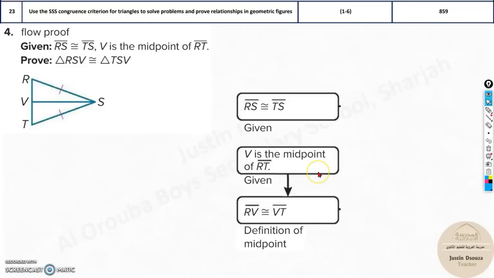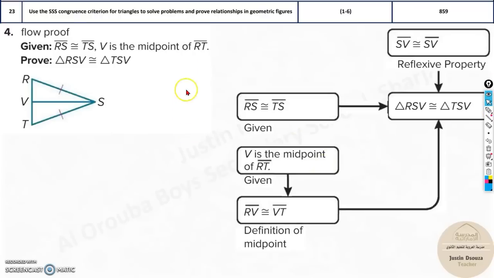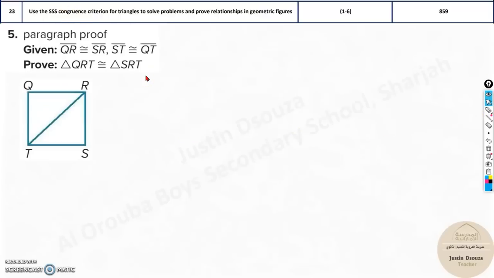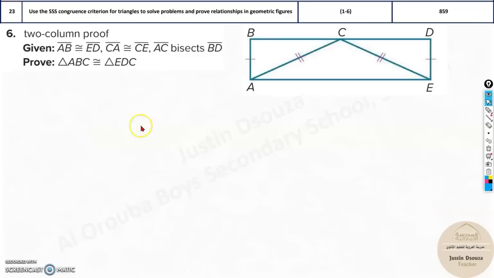So please make sure you go through these. It's very straightforward and simple. Basically, you're proving everything by the SSS postulate. Now here as well, they have given R, Q, R, S, T, everything is given. Only the middle line is not given, but you know that TR must be equal to RT because of the reflexive property. It's the same line for both the triangles. Therefore, we can prove by the SSS postulate.